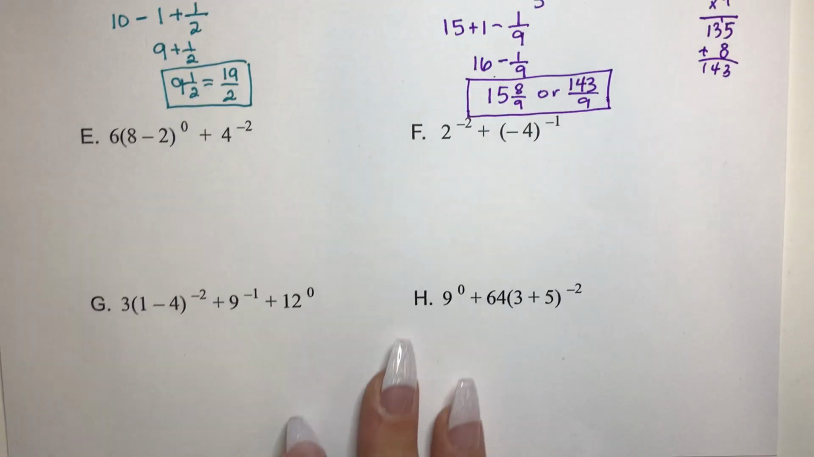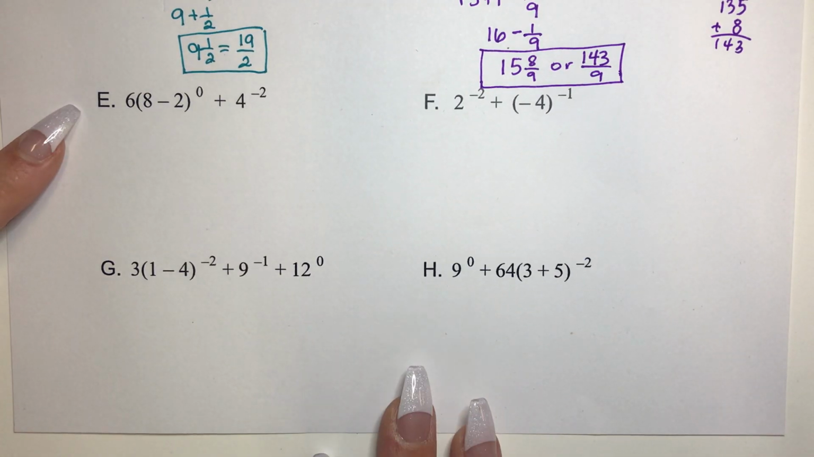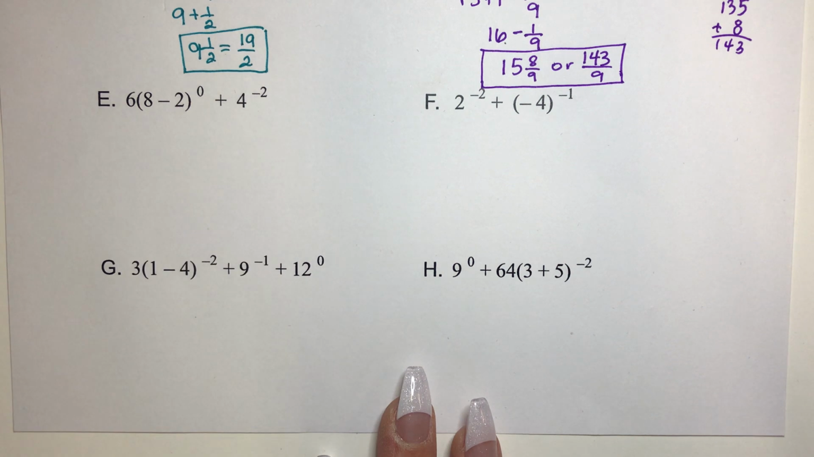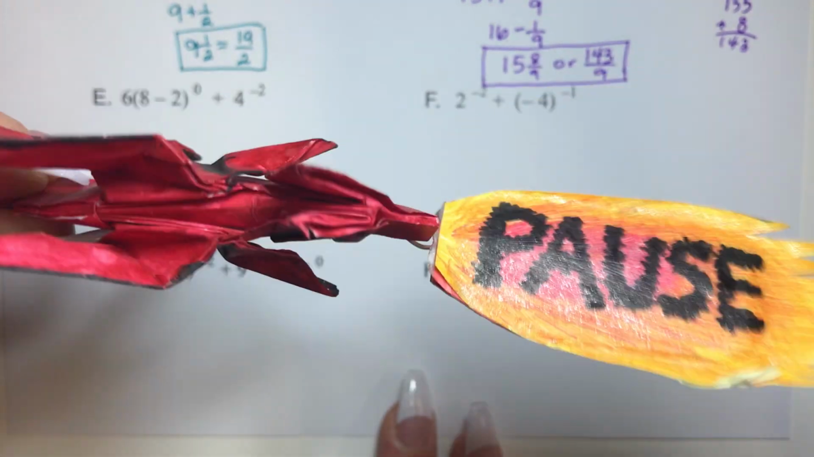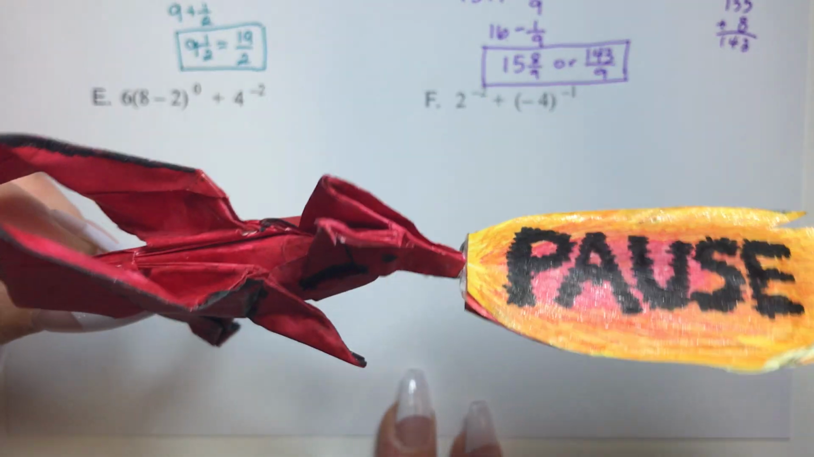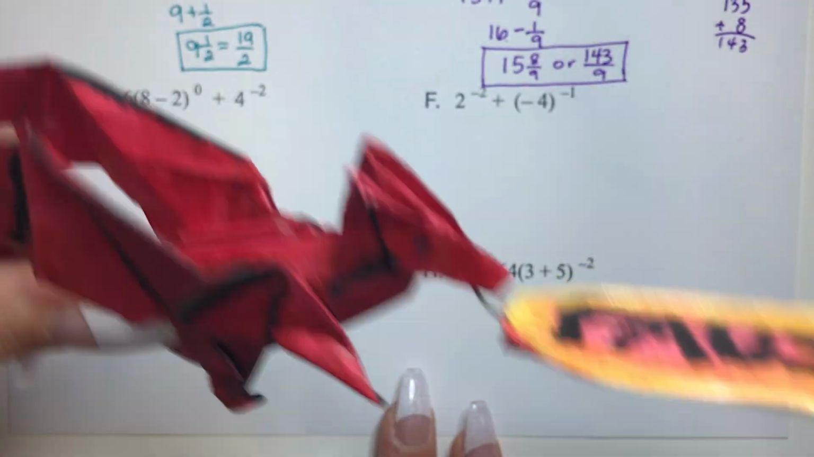Okay, let's go down, and how about you try E, F, G, and H, okay? So here's my friend, the pause dragon, reminding you to pause your device. Go ahead and work out E, F, G, and H. When you get done, press play, and we'll talk about them together. All right, see you in a bit.